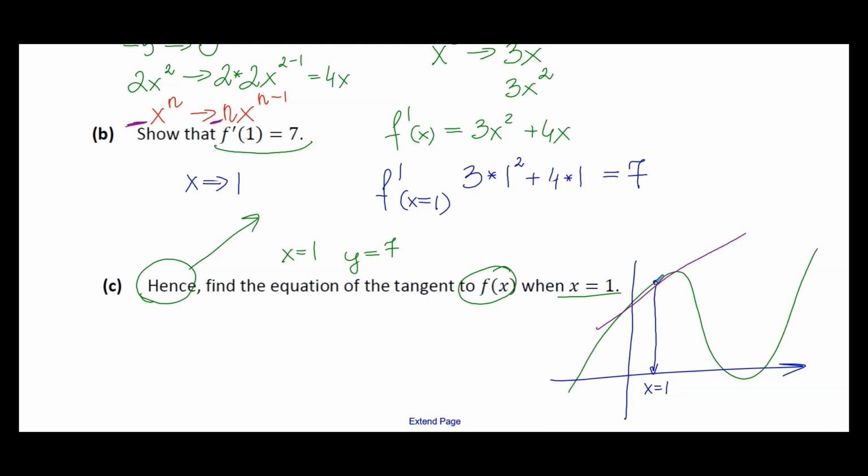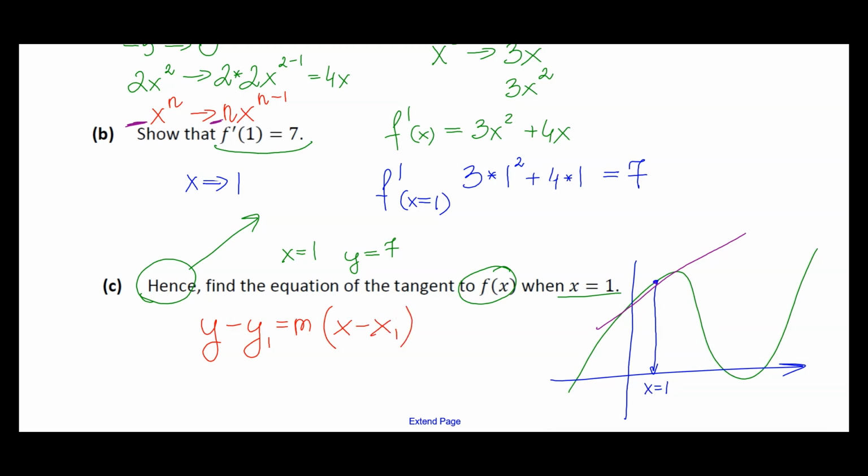It's not going to cut it, it's just going to touch it at that particular point. Okay, so equation of a straight line. How do we write an equation? We have a formula in our table in coordinate geometry. So we write down our y minus y1 equal m multiplied by x minus x1.